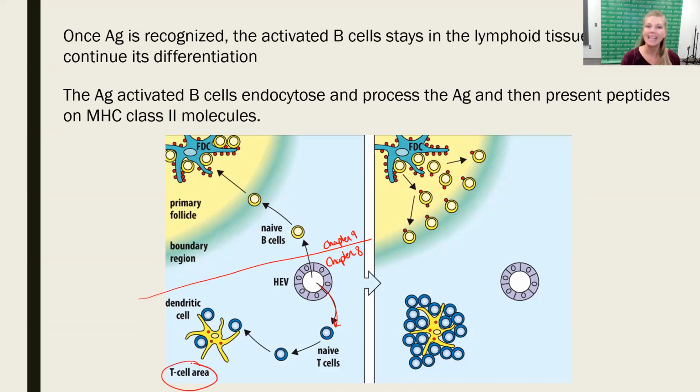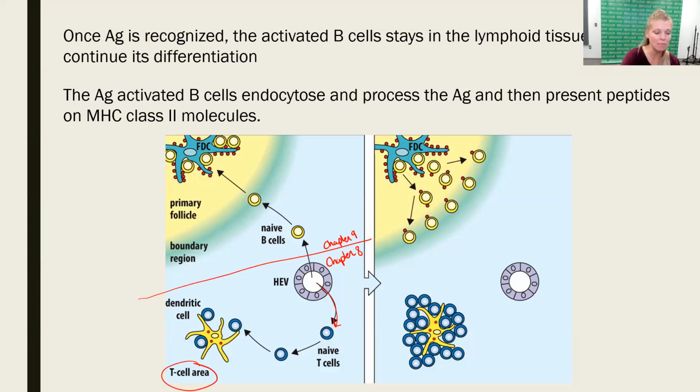But in chapter 8, we saw the naive T cell come in to the T cell area of the lymph node, interact with a dendritic cell that is presenting antigen. We have antigen recognition by the T cell receptor. We have the co-receptor, in this case CD4, recognizing MHC class 2. And we have the co-stimulatory molecule CD28 binding B7. All of that is allowing T cells to become activated.